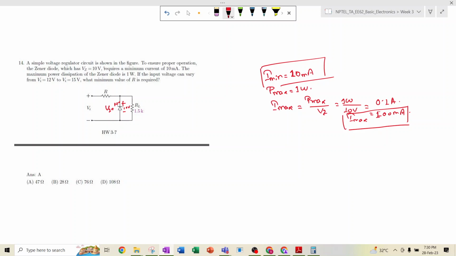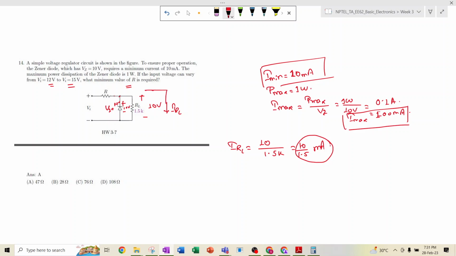Now the question asks: if the input voltage is varying from 12 volt to 15 volt, then what minimum value of R is required? The Zener is acting as a voltage regulator, so this 10 volt appears across the load resistance RL. So the current through RL, IRL, comes out to 10 volt divided by 1.5k, which is 10 divided by 1.5 milliampere. So this much current is flowing through the load resistance, right?